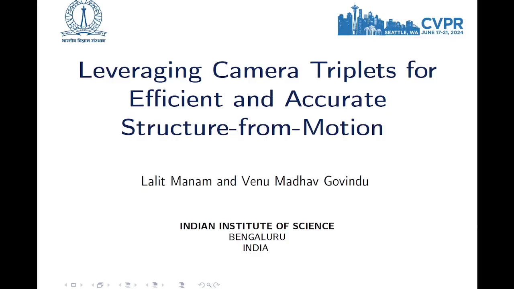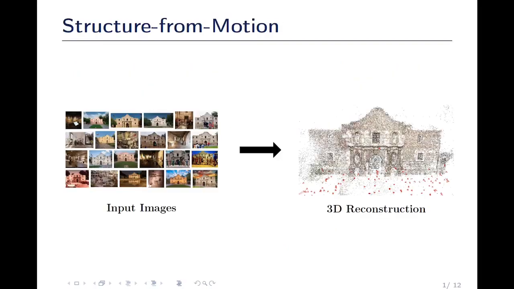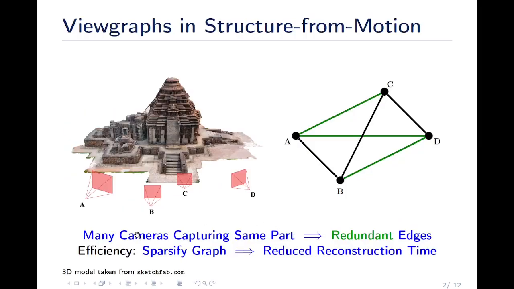Lalit from Indian Institute of Science, and I'll be presenting my work on leveraging camera triplets for efficient and accurate structure from motion. Structure from motion is the problem of recovering a 3D reconstruction of a scene given a set of input images. The problem has an underlying graph structure.